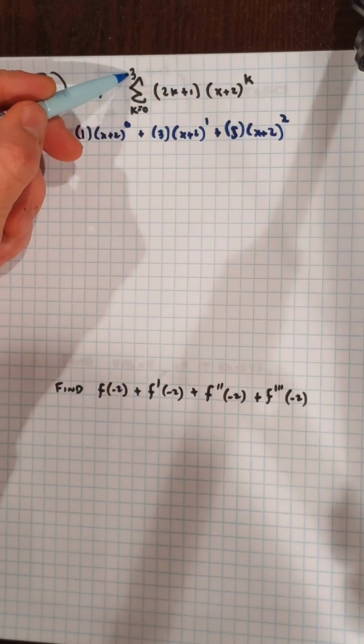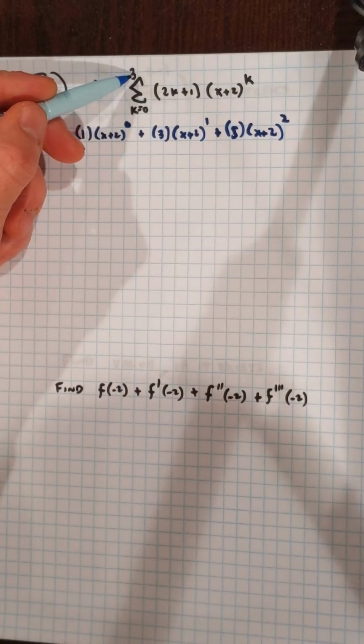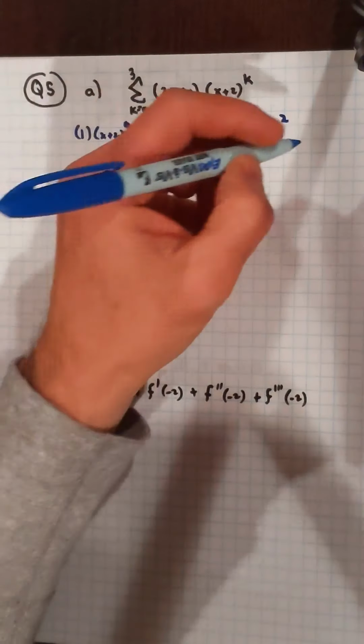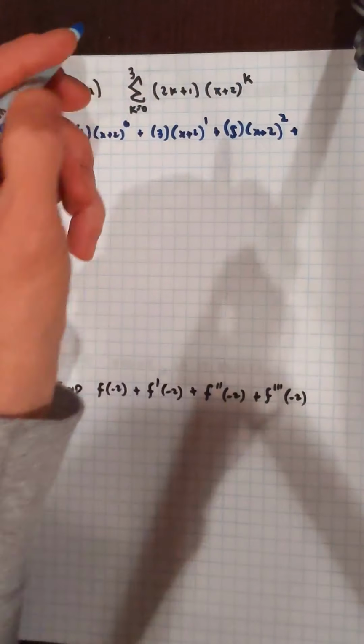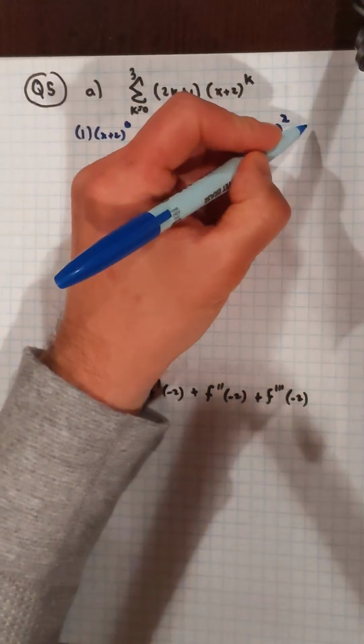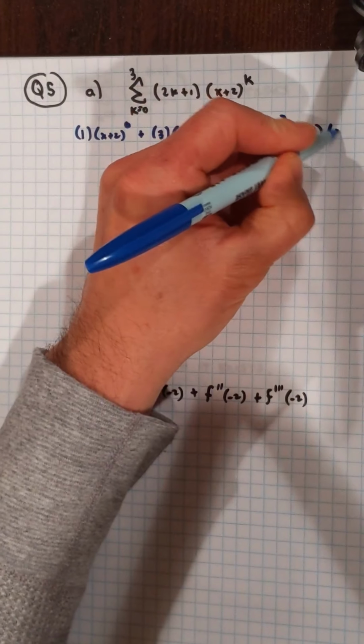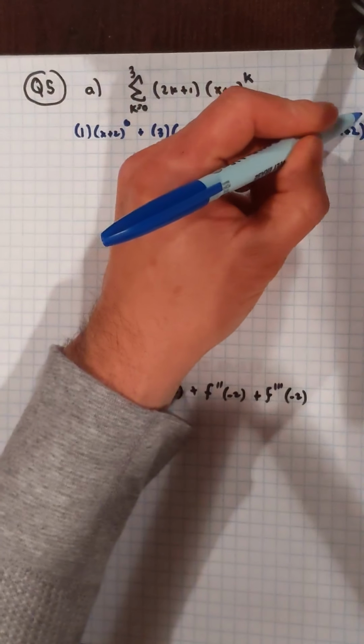And it says go to 3. It actually terminates. It's a third order Taylor series polynomial. That's what the question said. So plus, plug in the 3, I get 7 times (x plus 2) to the third.